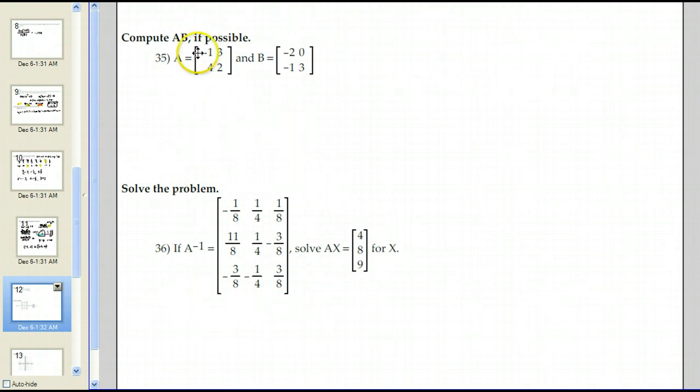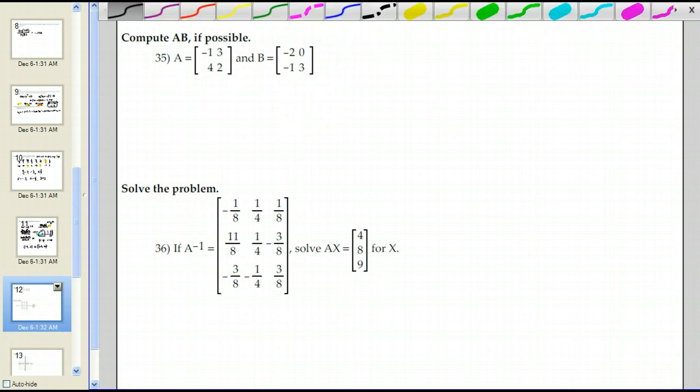Alright, compute A times B if possible. These are 2 by 2 matrices, both of them, so it is definitely possible. Remember the way we do this is this row times this column, component-wise, so -1 times -2 plus 3 times -1.